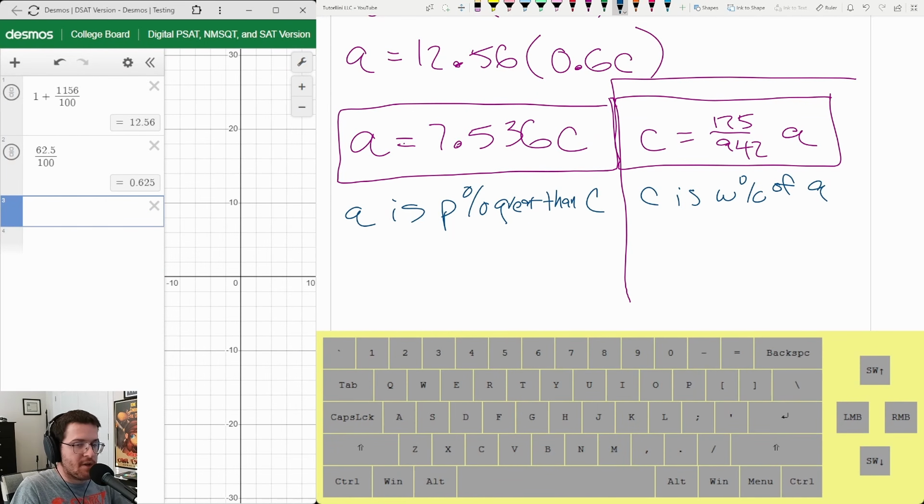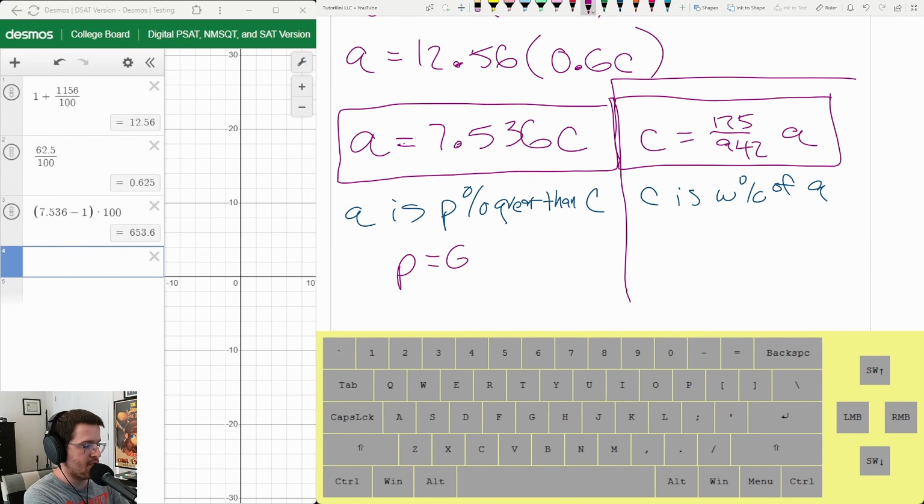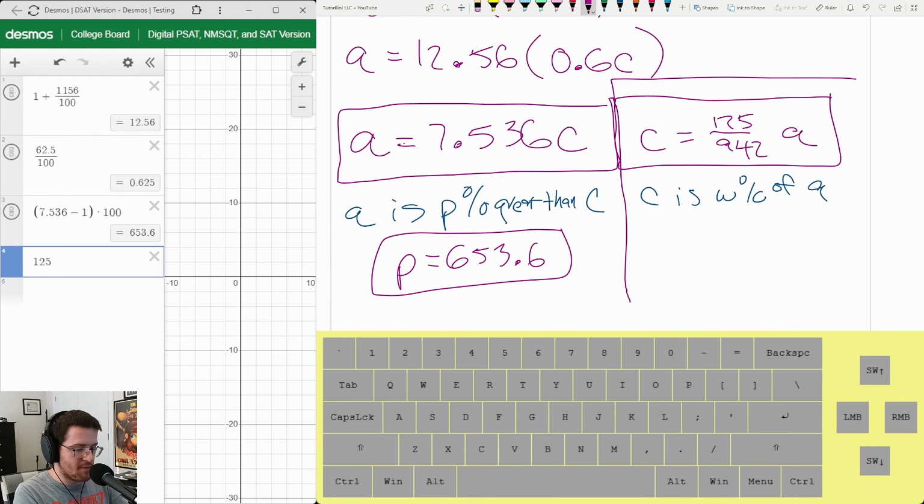So P% greater, that's a percent change. I go over this in my percents videos. 100 times the percent multiplier minus 1. So I'm going to take away 1. Then I'm going to multiply by 100. So P is equal to 653.6. And then W, to go from percent-ofs from their multiplier, all we're going to do is multiply by 100, just kind of like the opposite of what we did before. Divide by 100, multiply by 100. Very confusing. So you see the key words in the question tell you whether you need to take away 1 or not. That is really important.